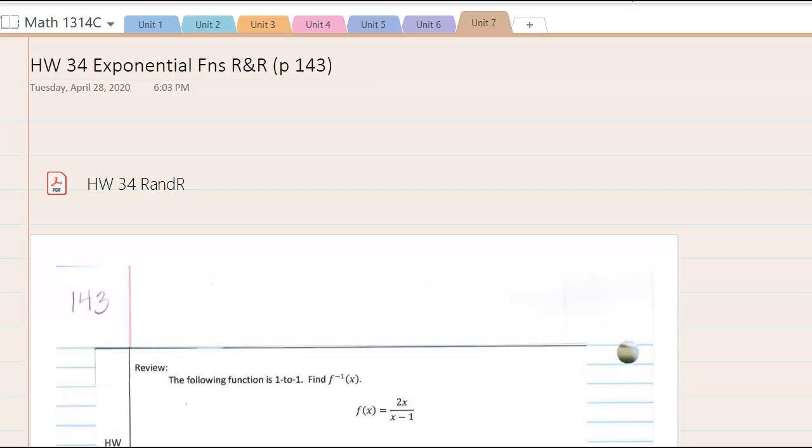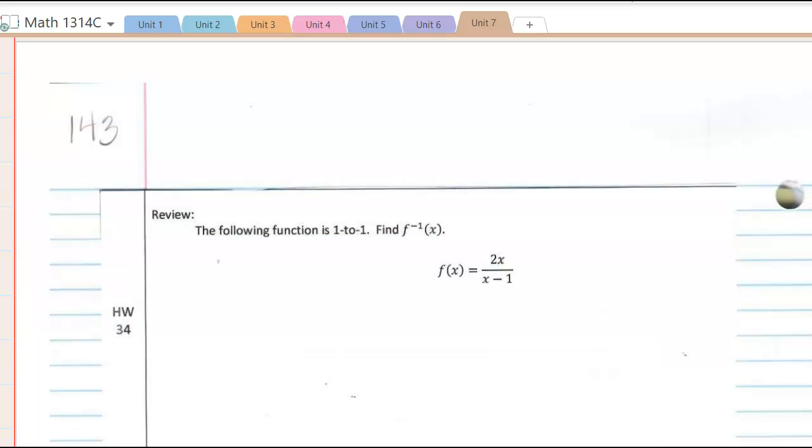This video will go over the review and reflect for the topic of exponential functions. For the review, it is stated that the function is 1-to-1, and our job is to find the inverse of that function. You may want to pause this video here so that you may attempt to answer the question on your own.